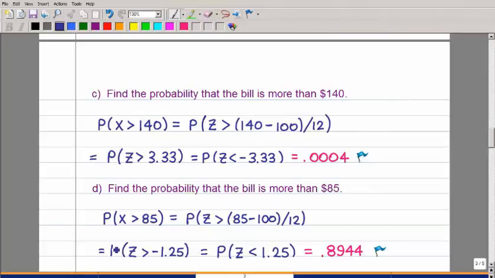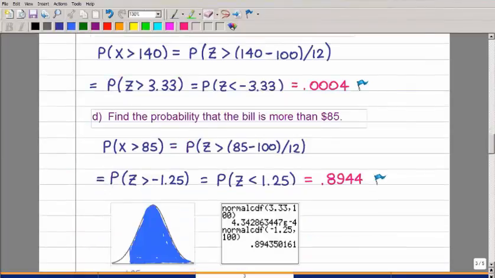Oftentimes students, if you get used to the positive, will say, oh, okay, just flip it over and make it a negative when you're doing the greater than. Well, if it's positive, yes, you flip it over and make it negative. But this one's negative, so when the arrow flips from greater than to less than, it becomes positive. It's always becoming the opposite sign of whatever it was. So you look up positive 1.25, you will get 0.8944.